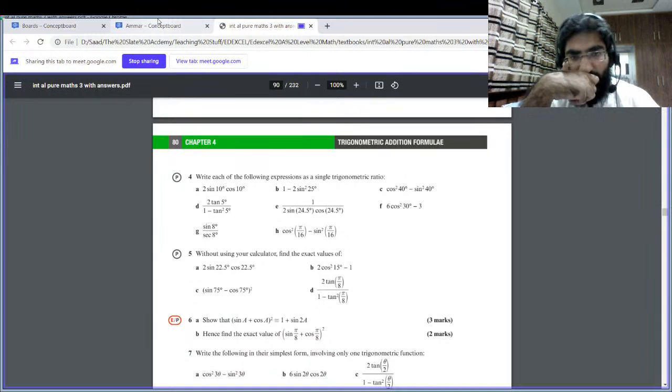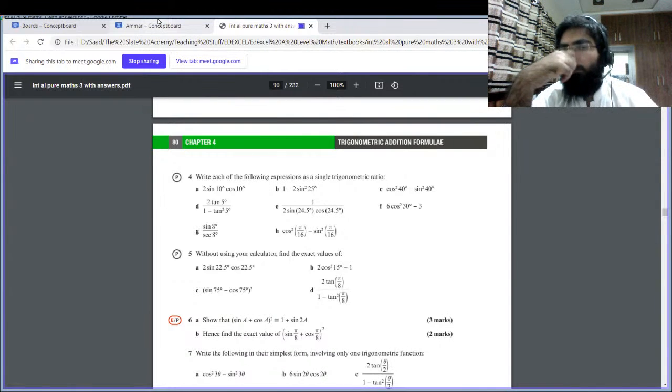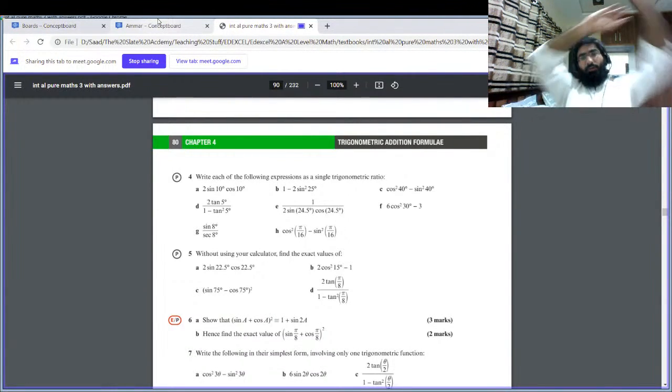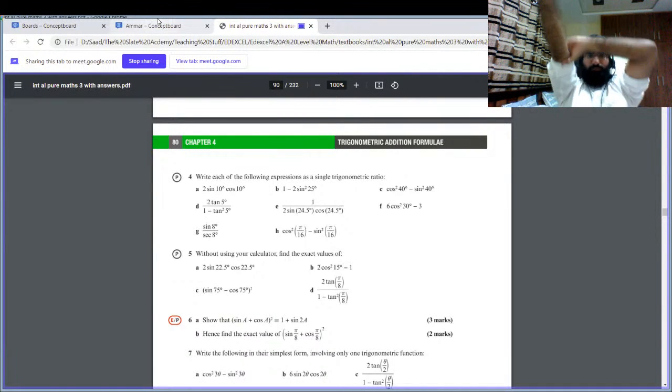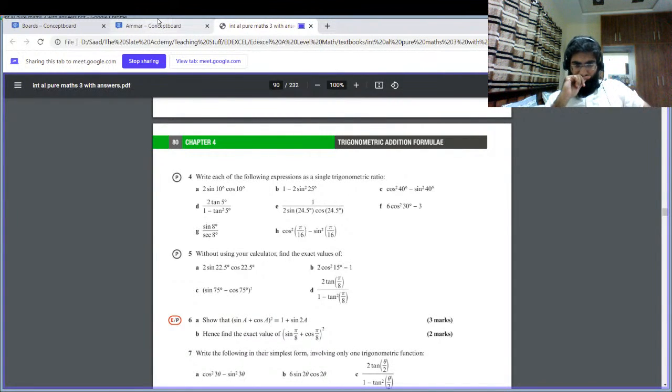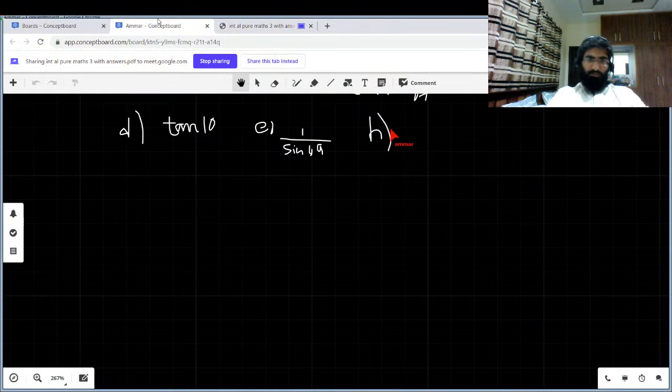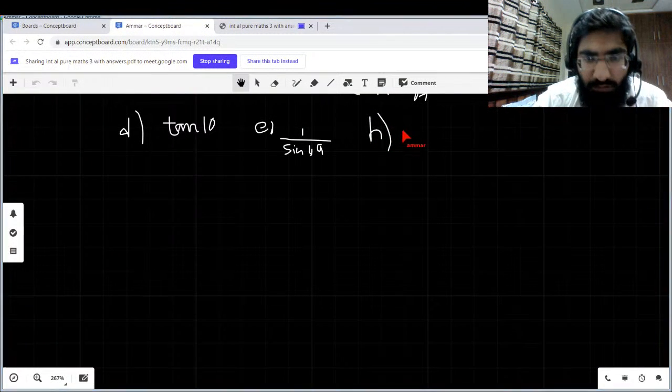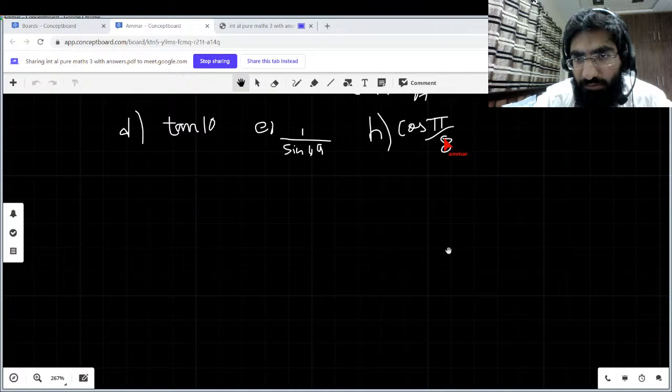H. For this step, it's cos. Is this the cos formula? Yes. Okay, so then this is cos pi by 8. Cos pi by 8. Perfect.